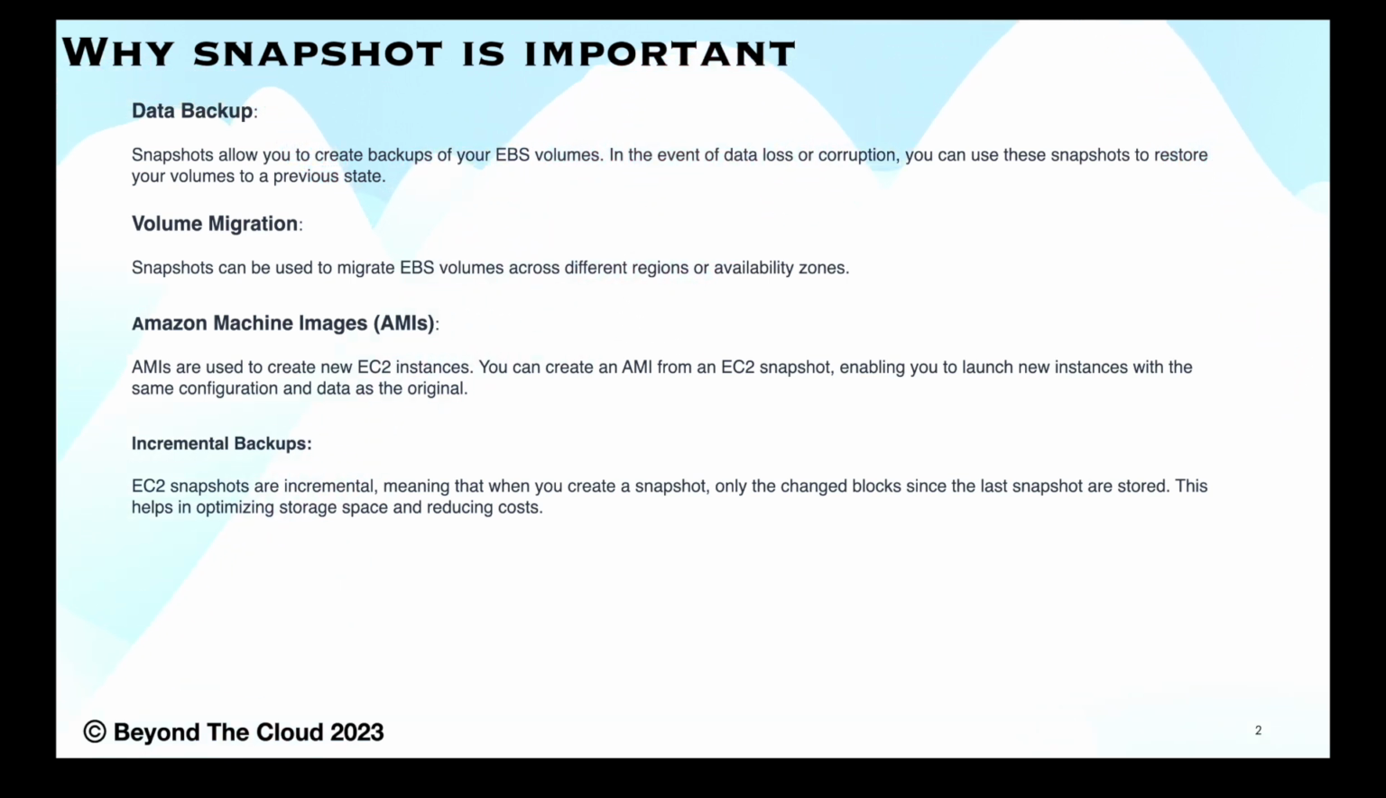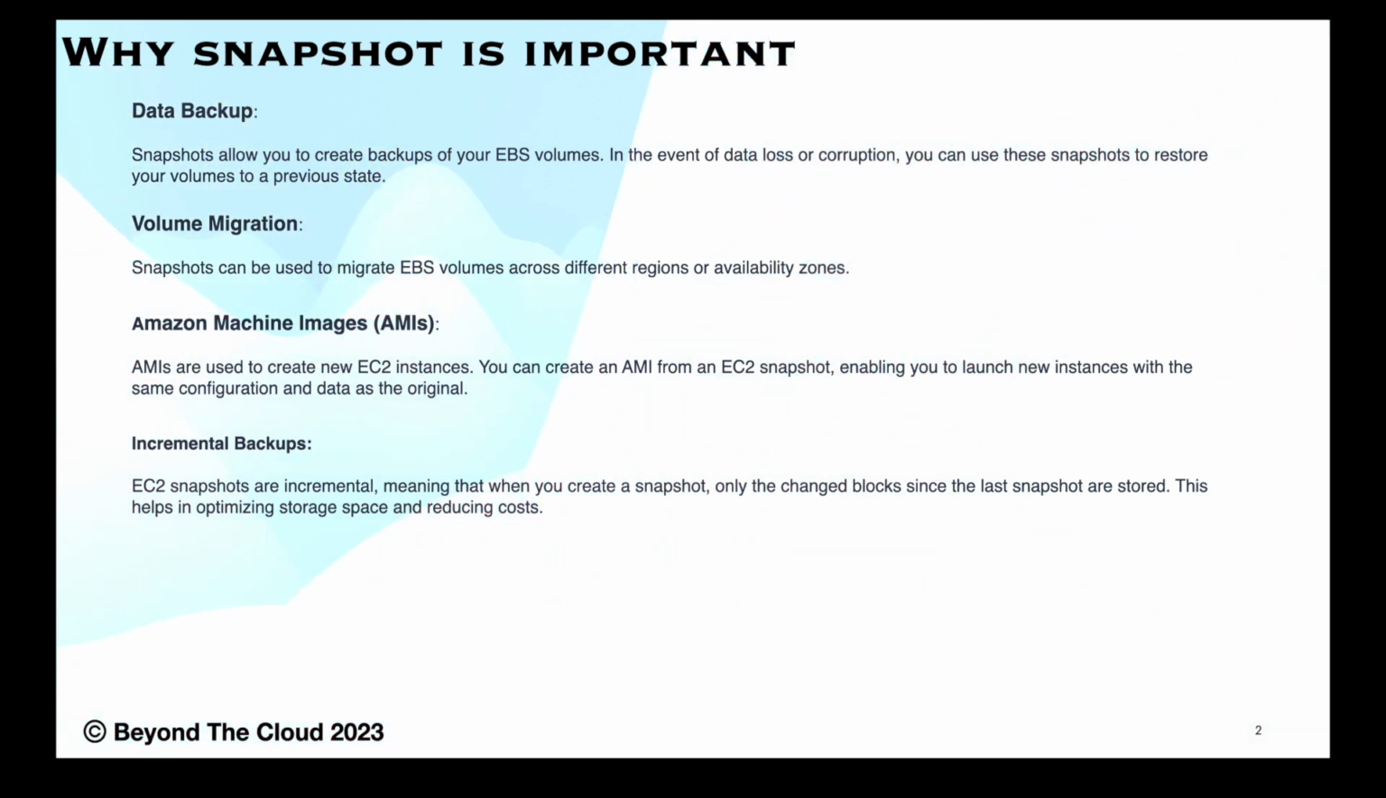Then there is also volume migration. Snapshots can be used to migrate an EBS volume to different regions and availability zones. One thing to remember is that a volume can only be attached to an EC2 instance in the same availability zone. So if you create a volume in a different availability zone than your EC2 instance, you will not be able to directly attach it.